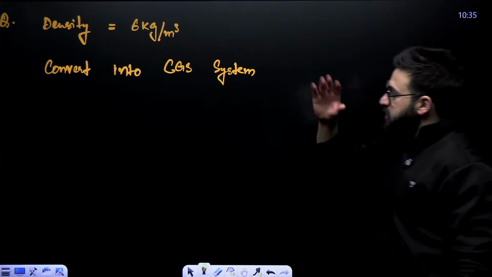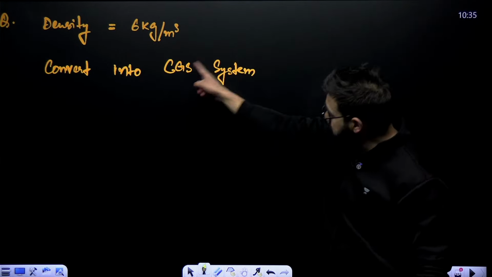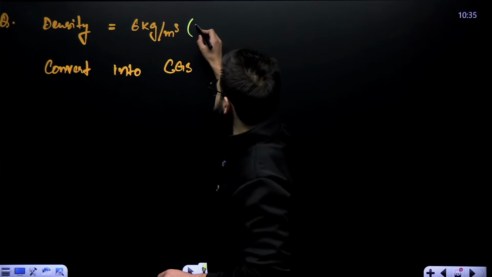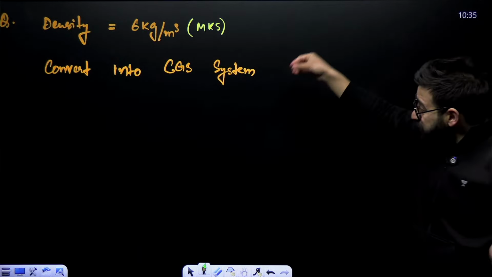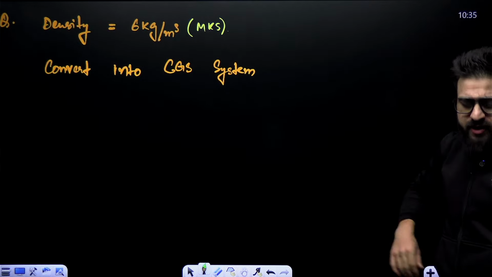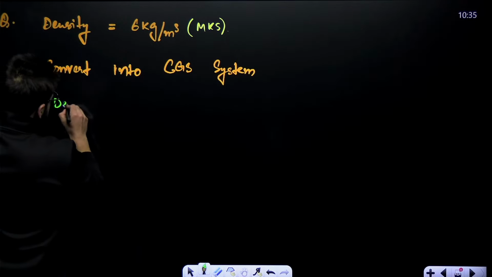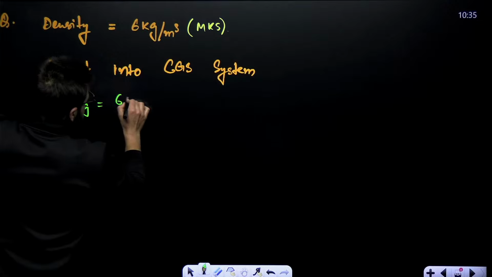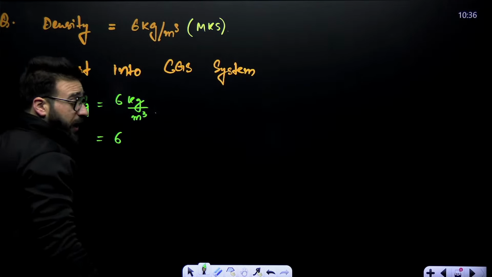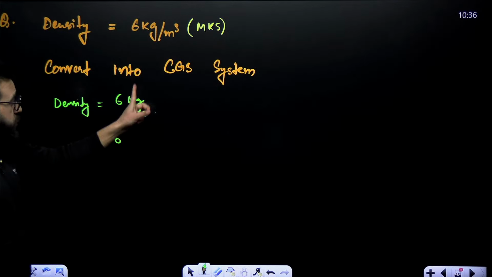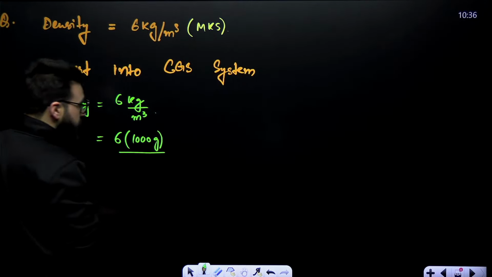Next, my dear friends. Let's suppose you have a question something like this. Density is given as 6 kg per meter cube. Okay. Convert into a CGS system. Tell me. Here, this is given in MKS system. We are supposed to convert this into CGS system. Tell me how we are going to do that. Guys, if I write over here, density is given as 6 kg per meter cube. Tell me one thing. Can I not write this as 6? If we have to convert this into CGS system, instead of kg, we write grams, and I'll write over here 1000 grams divided by meter cube.